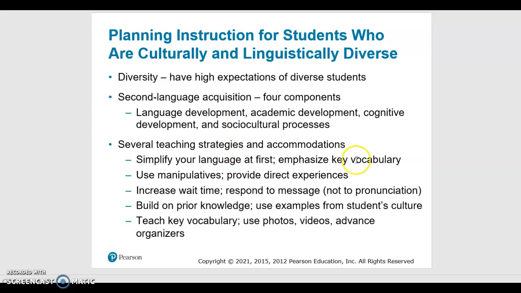All right, so some teaching strategies and accommodations, especially for culturally and linguistically diverse learners. Simplify your language at first, emphasize that key vocabulary, use manipulatives, provide direct experiences, increase wait time, right? So you ask them a question, give them sufficient time to really think about their answer, because they might be thinking in Spanish or another language.